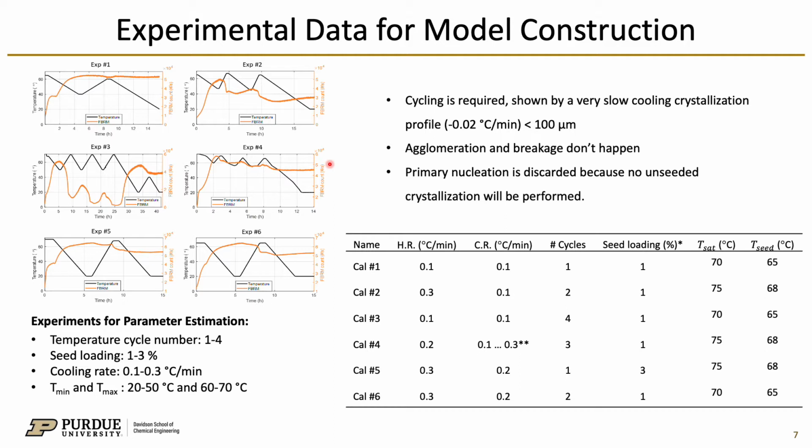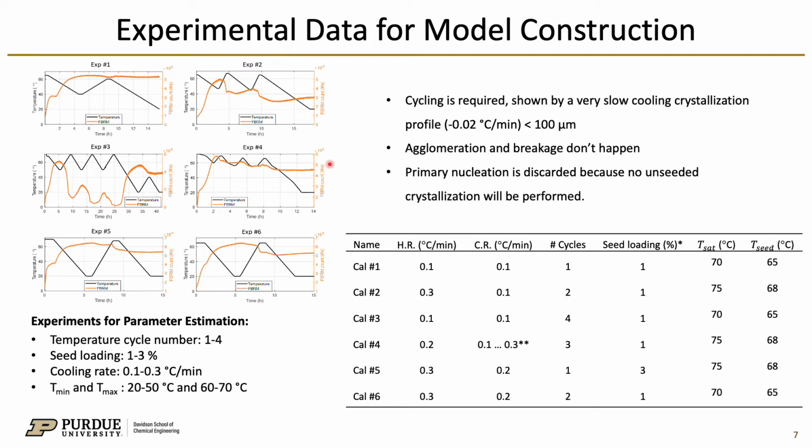We observed that heating-cooling cycles were required to obtain crystals with mean size larger than 100 micrometers by exploiting the redeposition mechanism throughout the batch. Additionally, there was no agglomeration or crystal breakage occurring during compound A crystallization.